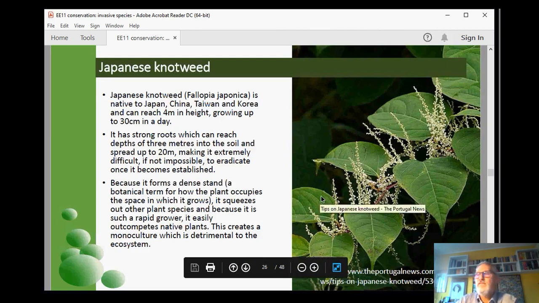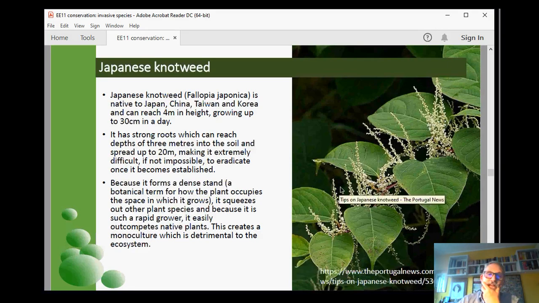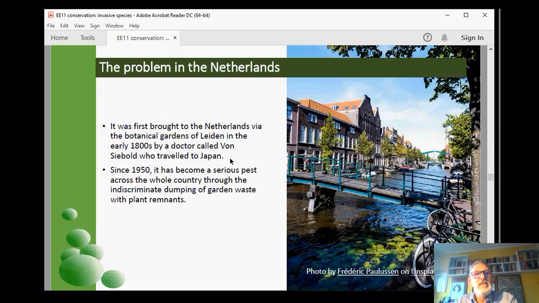Of course, once you only have one type of plant, as far as an ecosystem is concerned, this is a bit of a problem, because you don't have the rich biodiversity that a healthy ecosystem actually needs. However, the problem is a little bit more serious, particularly in built-up areas, and it's particularly a problem in the Netherlands, because the plant was first imported into a botanical garden in Leiden in the 1800s as an ornamental plant.